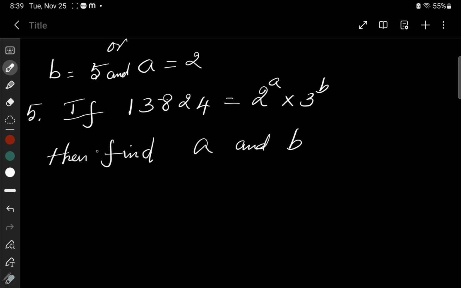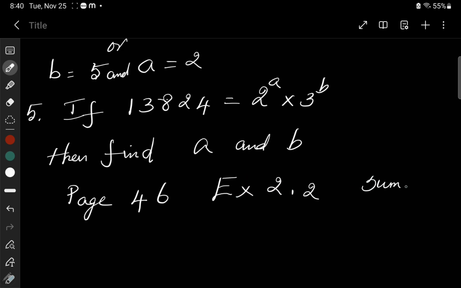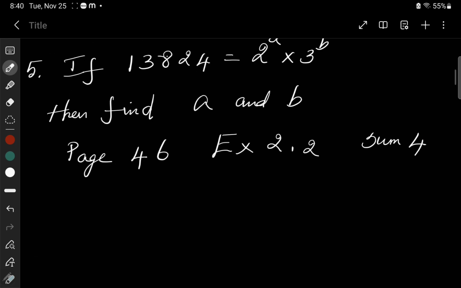See fifth sum. If 13,824 is equal to 2 power a into 3 power b, find a and b. You have to factorize using only the factors 2 and 3, and you write the answer as the indices. So this is in page 46, exercise 2.2, sum number 4. So you can see this also in the video.